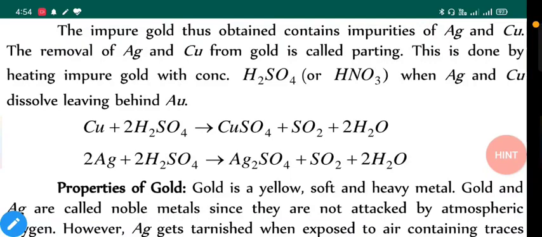Now keep in mind both of them are quite non-reactive metals, but if we compare them with each other, you will notice copper is more reactive than both of them.